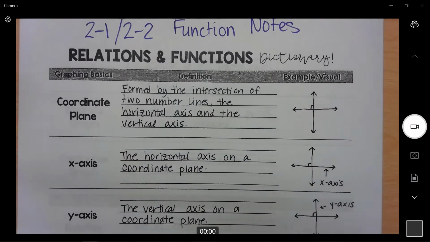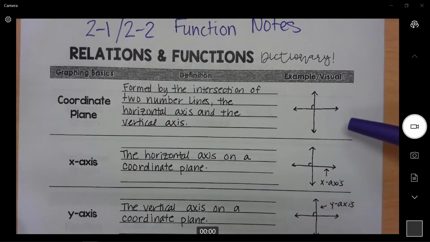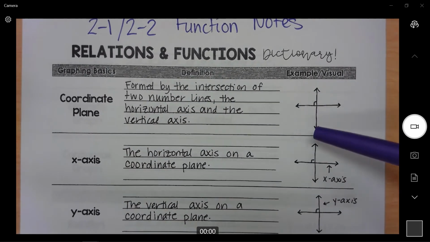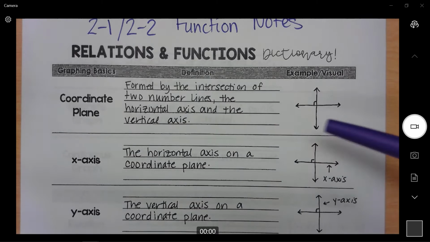Okay, so we're starting 2-1, Unit 2, and it's all about functions and the domain, different types of functions, linear, quadratic, exponential, and the features. So we're going to first look at our relationships and functions dictionary. These are key vocabulary words and visuals to help you to understand what we're doing.